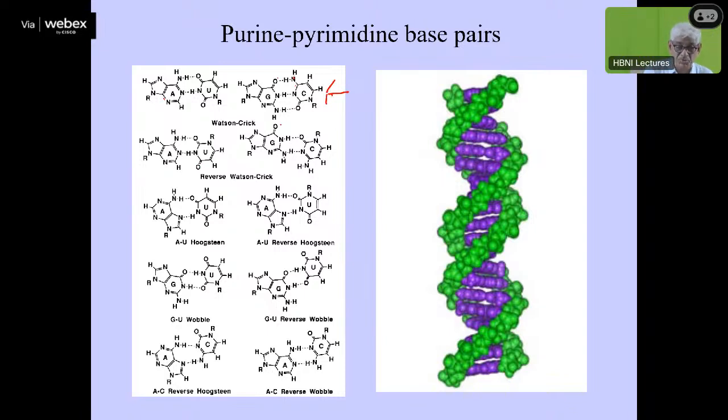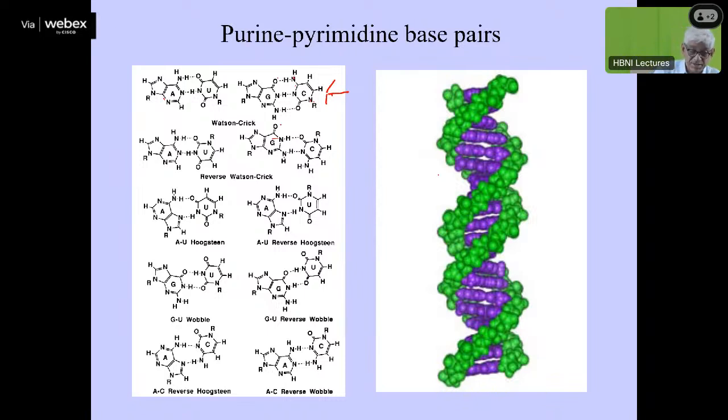This is perfectly possible. And the switching of this means the glycosidic torsion angle would change, because this glycosidic torsion angle is here at this point, and that will switch. And when that happens, you will have a different kind of hydrogen bond there. This is called the reverse Watson-Crick. Then you have the so-called Hoogsteen pairing.